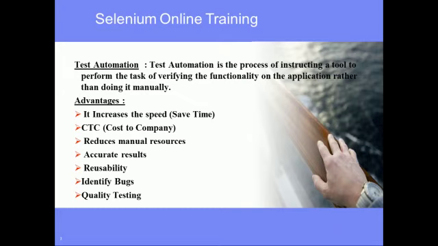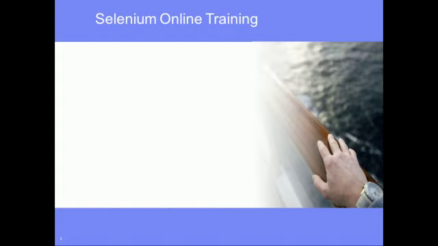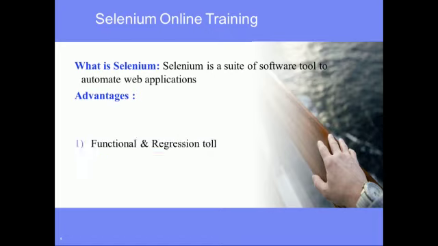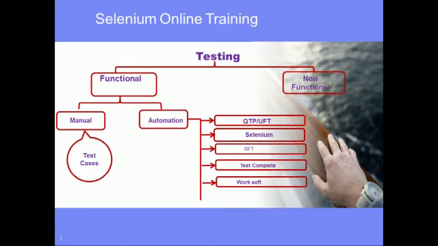The next one, reusability. Reusability means once you develop a piece of code in automation, either any function or a piece of code for login or whatever it is, that can be reused n number of times wherever we require. Right? The next one, identify bugs. In test automation, it will be very easy. The system will identify the bugs. And finally, once you are doing it in automation, the quality of the testing will be better compared to manual testing.